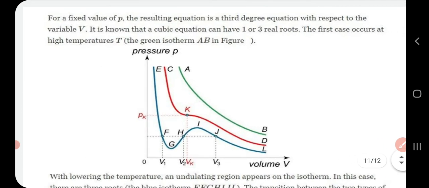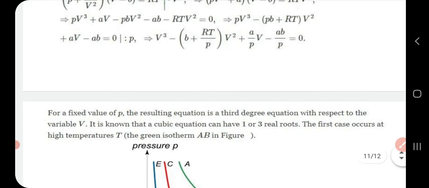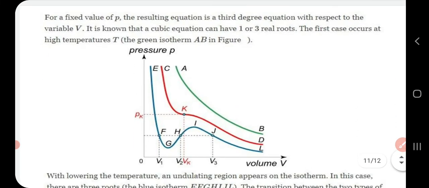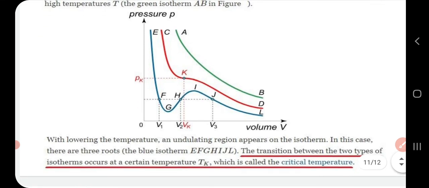For a fixed value of P, the equation will be a third degree equation, that is V to the power 3, with respect to the variable V. It is known that a cubic equation can have 1 or 3 real roots. The first case, one root, is possible only at high temperature, which is represented by the green isotherm AB in this figure.